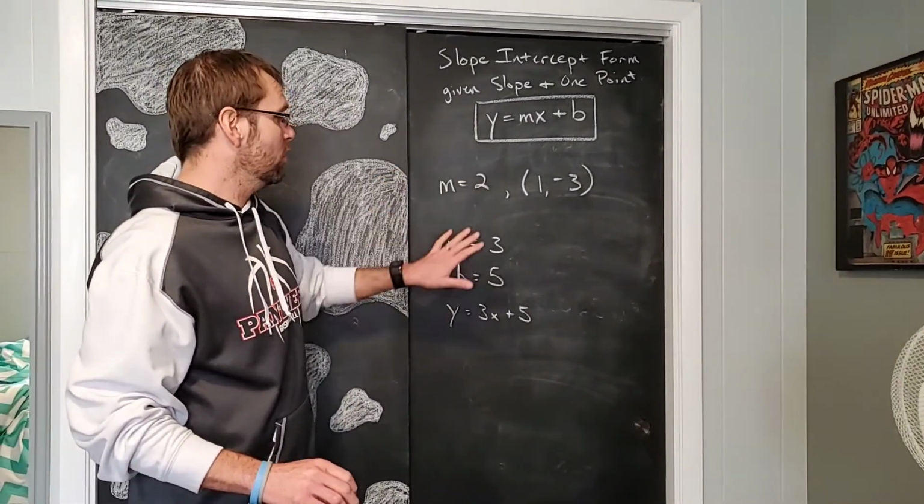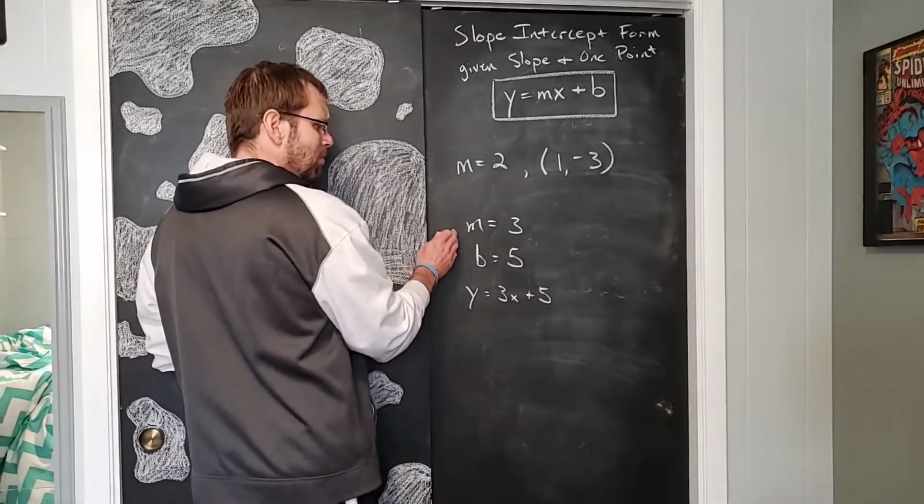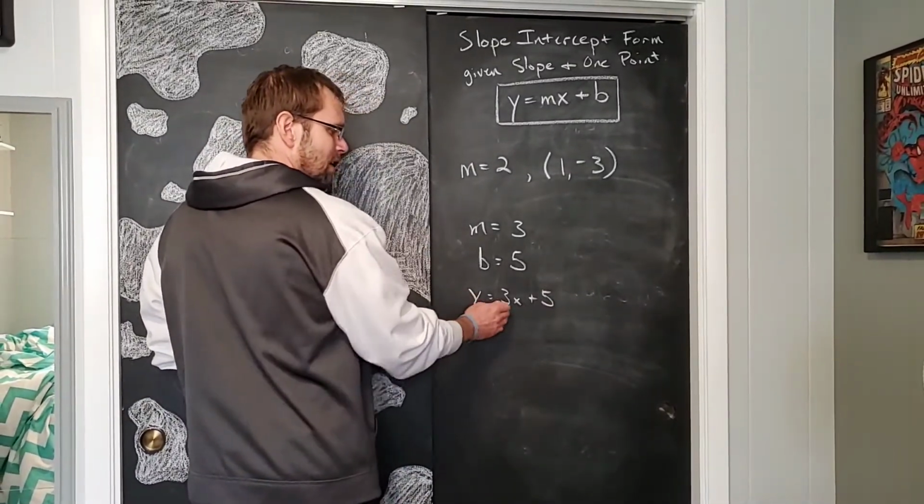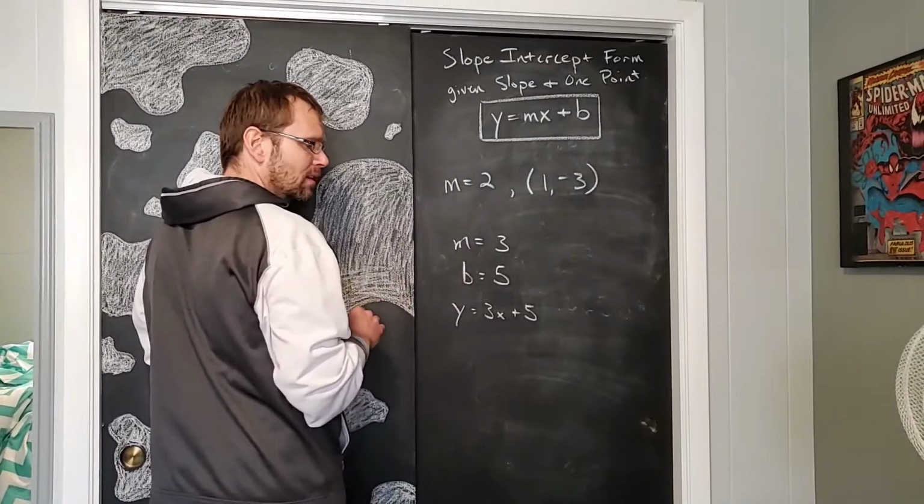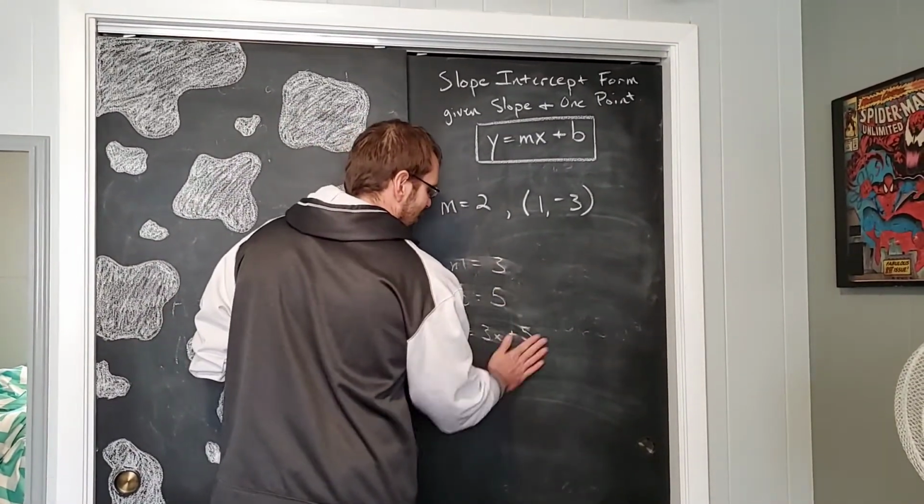All right? Now here's the thing. If you're given m and b, it's really easy. You just write it out because I have them both.